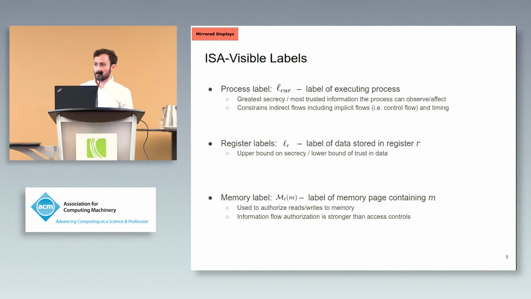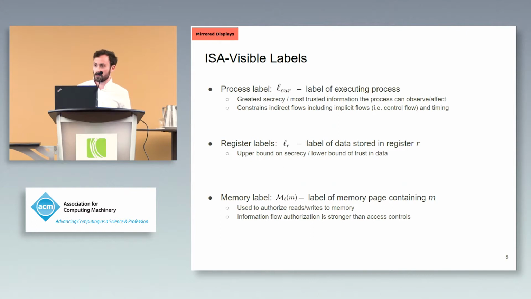There are also register labels which are associated with each of the general purpose registers in the architecture. These labels represent the secrecy and trustedness of the data stored in these registers. Similarly, memory labels represent the secrecy and trust of pages of memory. The memory labels are also used for authorizing reads and writes to memory.